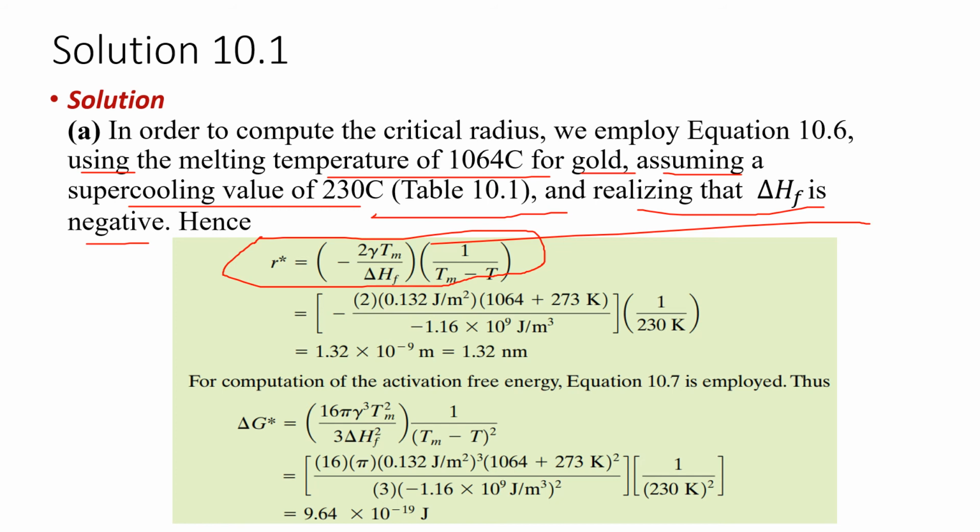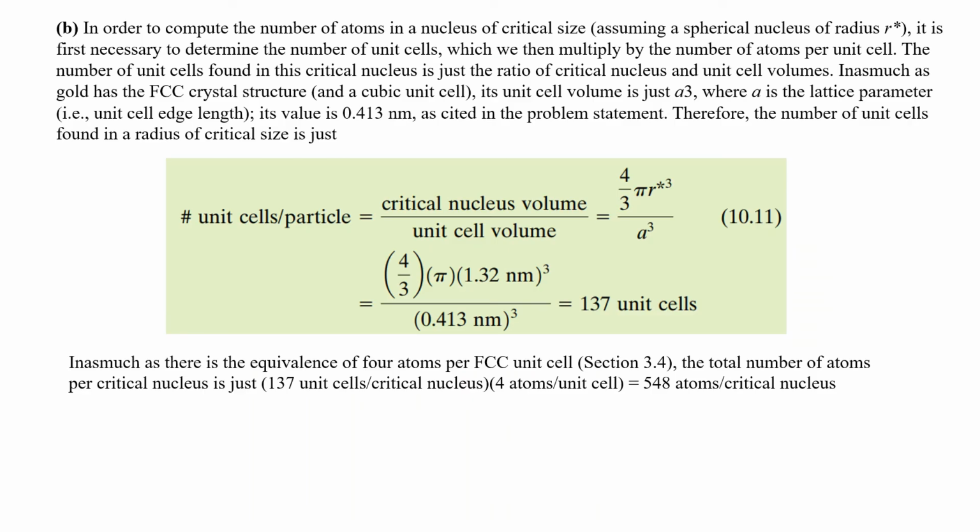So we compute these values, and we get the critical radius as 1.32 nanometer. For computation of activation free energy, equation 10.7 is employed. Thus, ΔG* is this expression. Put the values in this equation.